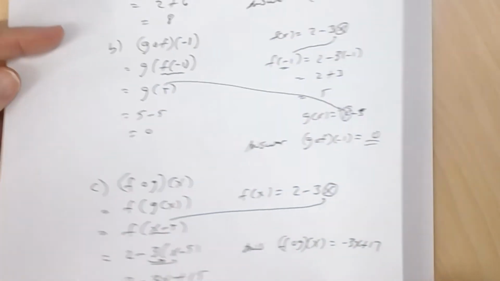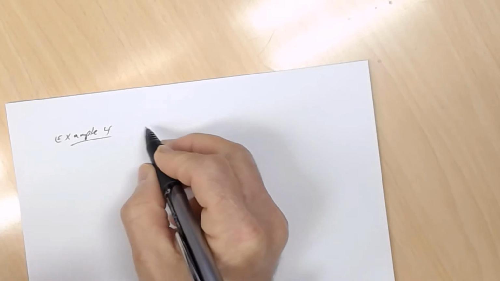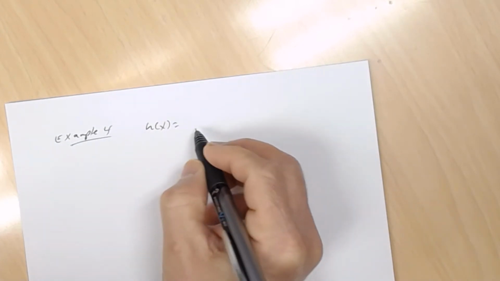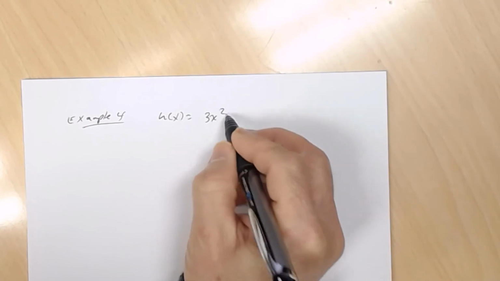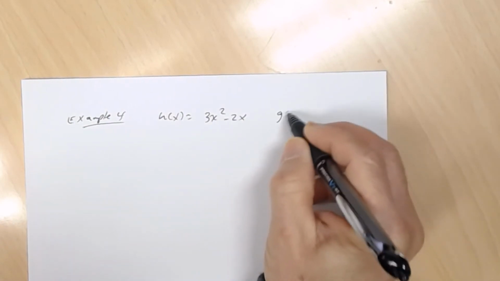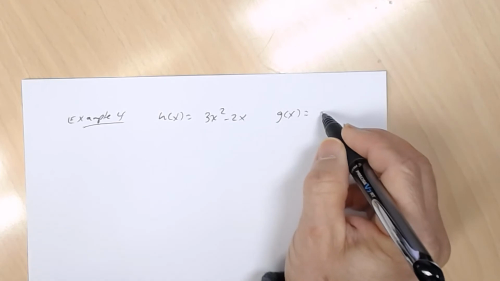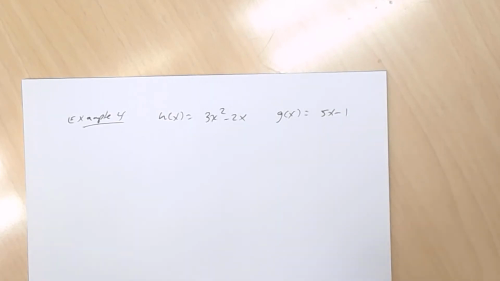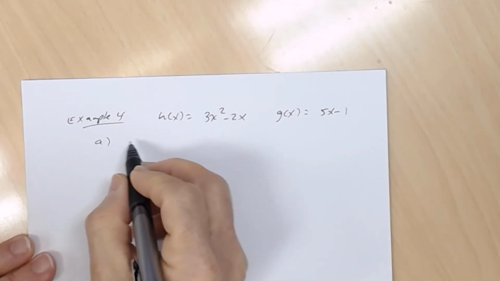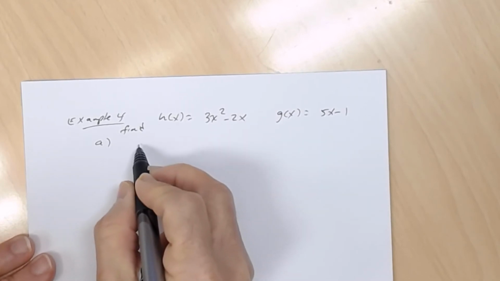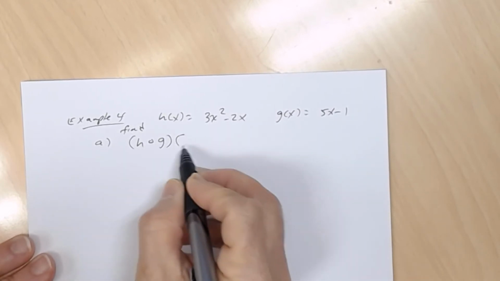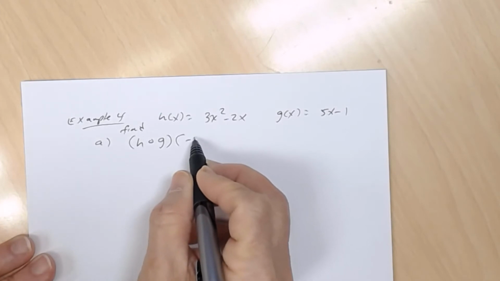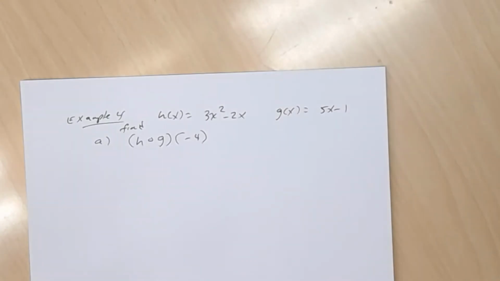All right, example 4. Let's suppose in example 4, I had this. Let's suppose that h of x is, let's say, 3x squared minus 2x. And then g of x, let's say, is 5x minus 1. All right? Letter A. Let's go ahead and find h composed with g at, let's say, negative 4.